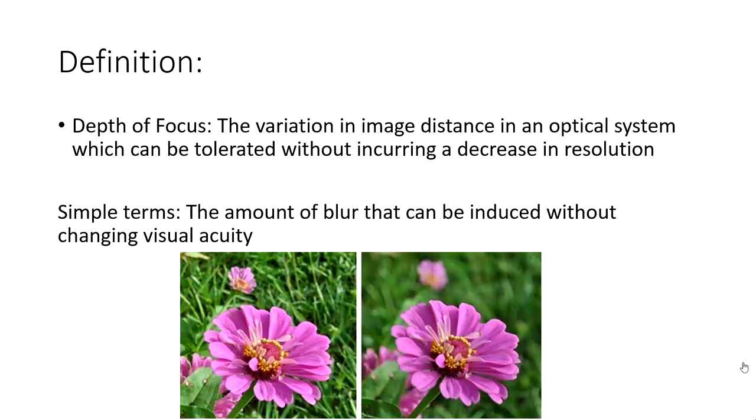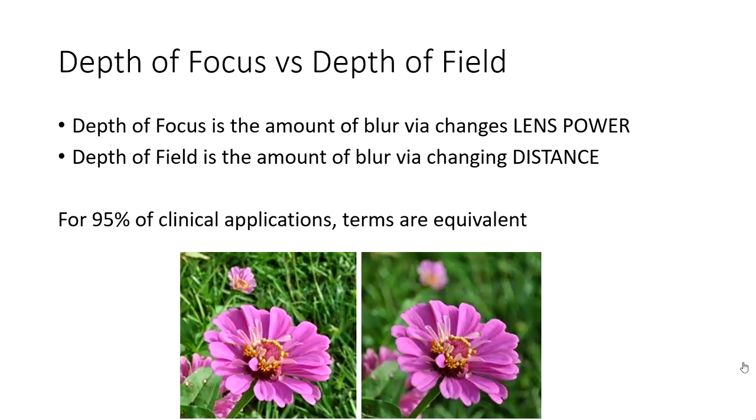things become blurry. Now, there's a difference between depth of focus and depth of field. Depth of focus is the amount of blur that can be induced via change in lens power, whereas depth of field is the amount of blur by a change in distance. So this flower example is more of a depth of field rather than depth of focus. Depth of field is used more often in photography when we're thinking about the picture, as in the example down here. Depth of focus is what we typically use more in the clinic because it's in terms of the patient's perception and our ability to prescribe lenses. However, for 95% of clinical applications, the terms are equivalent.